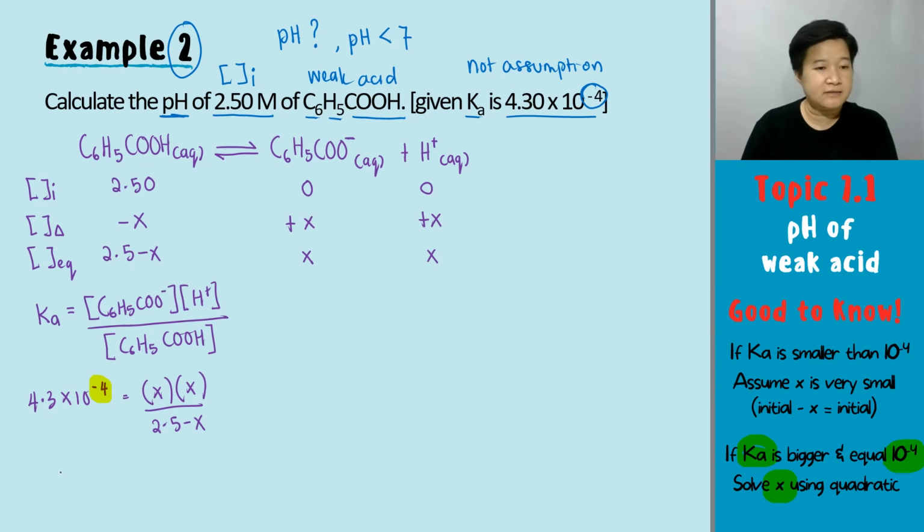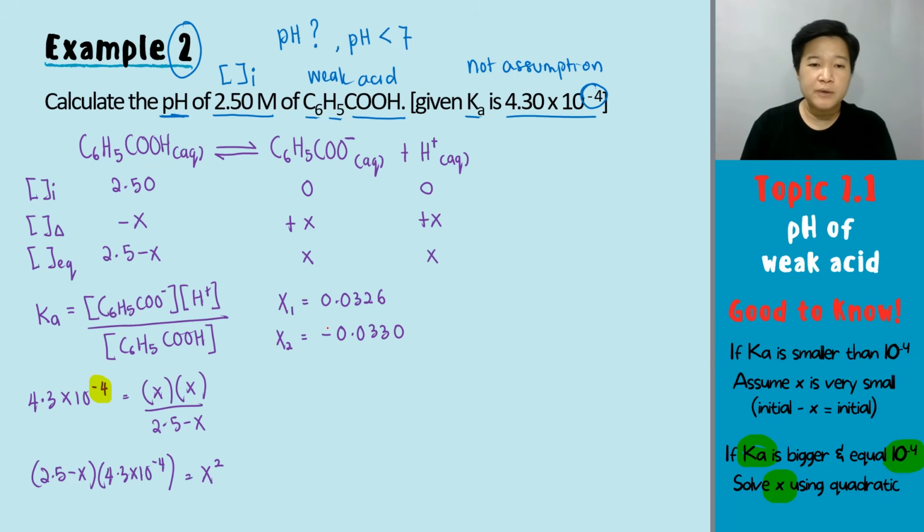So the quadratic method is as simple as your 2.5 minus X, you are going to times with your 4.3 times 10 to the power of negative 4 equals to your x squared, and when you solve the quadratic, you realize that the x calculated has two values. You will have your x1 and your x2. Your x1 calculated is 0.0326, while your x2 is a negative 0.0330. And the moment you have a negative value and a positive value, the negative value will straight away be ignored and we will take the positive value of x. So this is my x, okay?